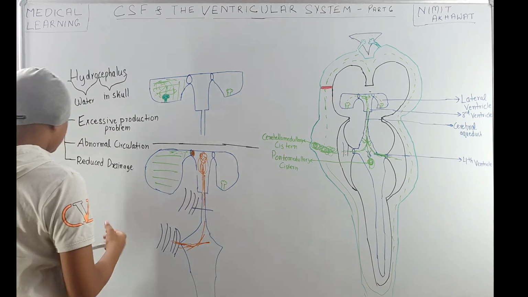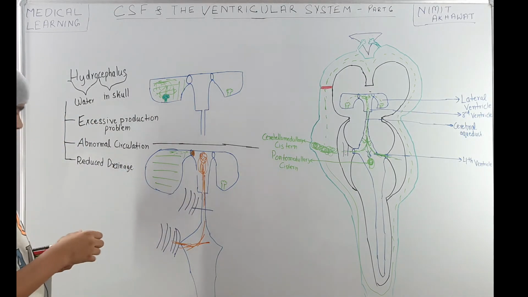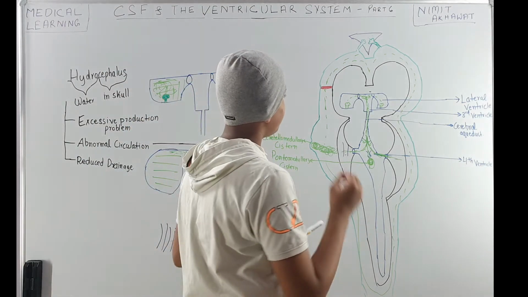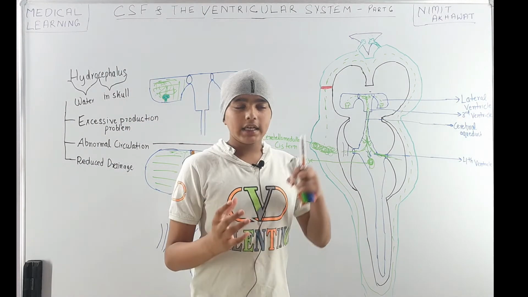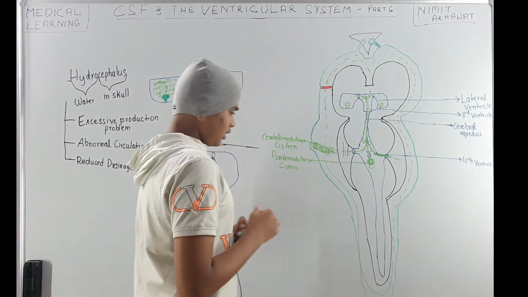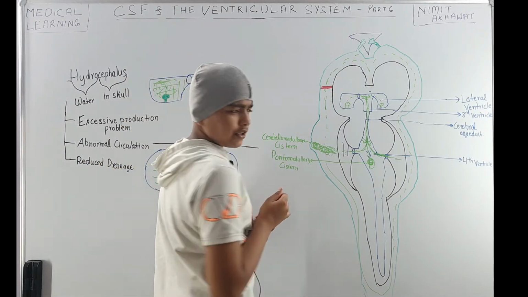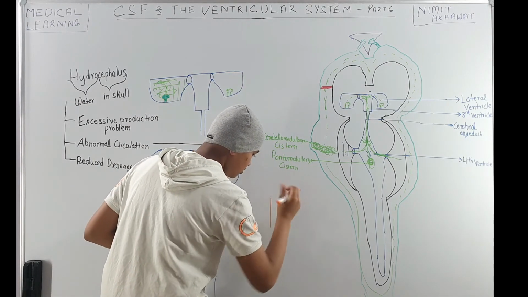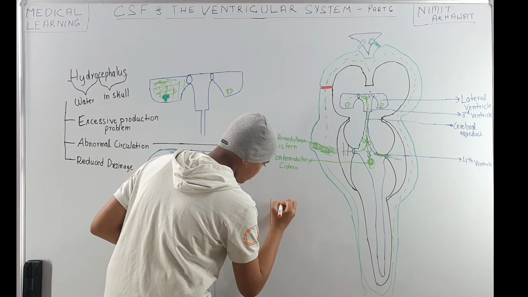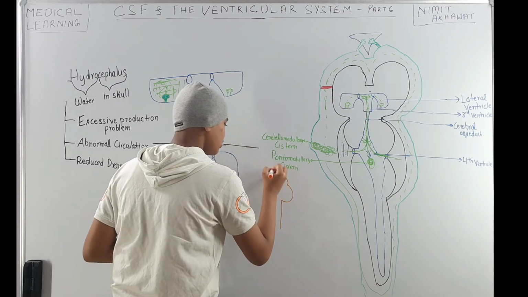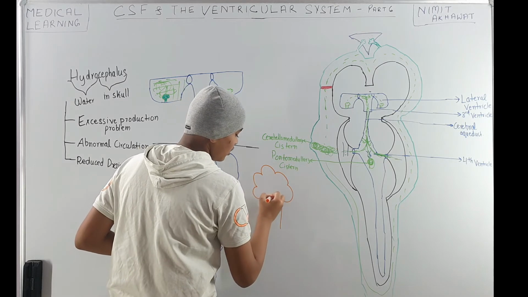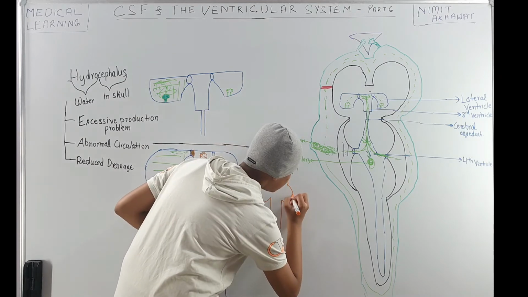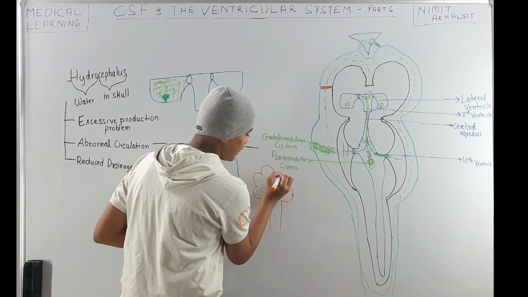Now, let's discuss reduced drainage. One primary cause of reduced drainage is a block of the microscopic holes present in the arachnoid villi and granulations. Now, what's the difference between arachnoid villi and granulation? Here is an arachnoid villi and granulation. Now, what's the difference between arachnoid villi and granulations?